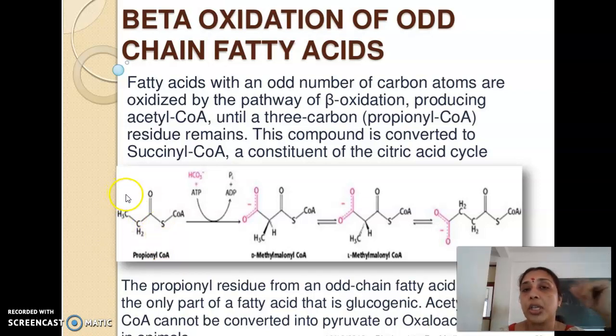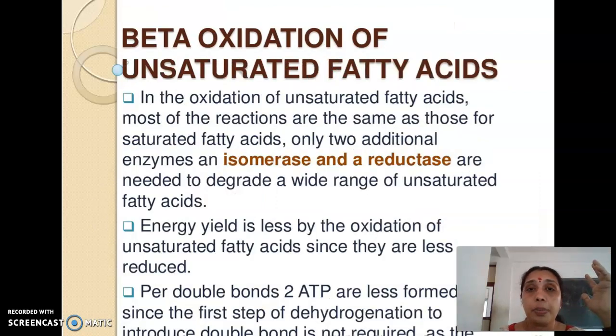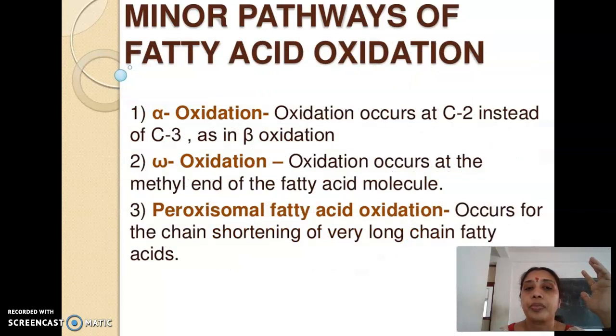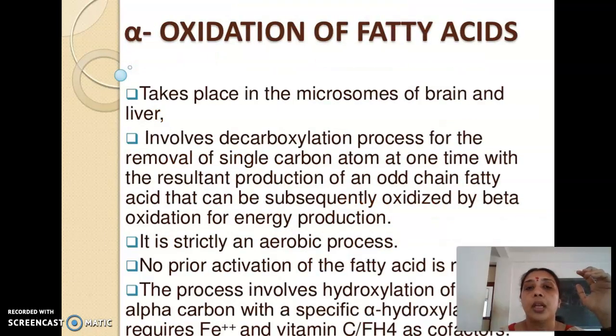Some sort of modification happens so that again the alpha and beta carbon bond is exposed. Those modification pathways we call alpha oxidative pathways. I'll come to it. I've just shown this to indicate which is the alpha and the beta carbon atom. So it takes place in the microsomes of the brain.